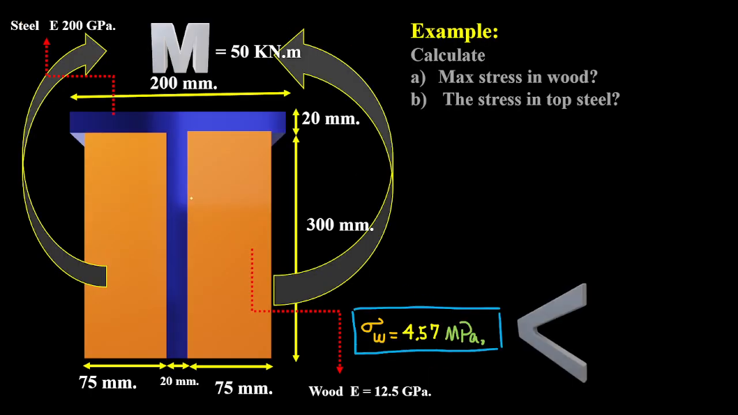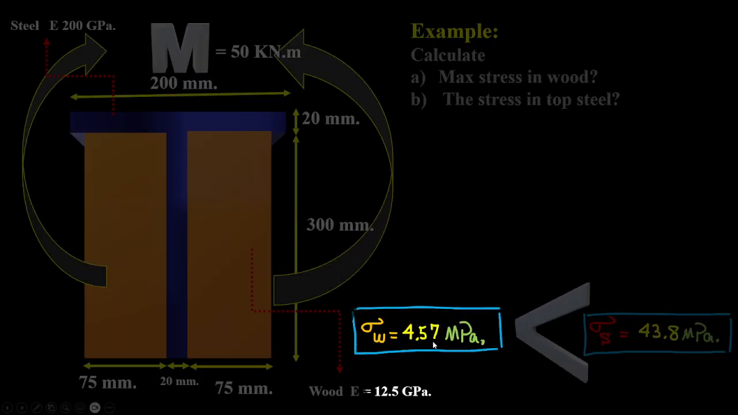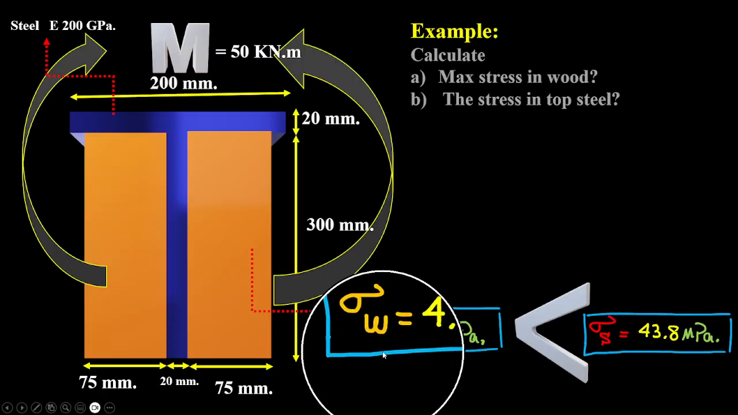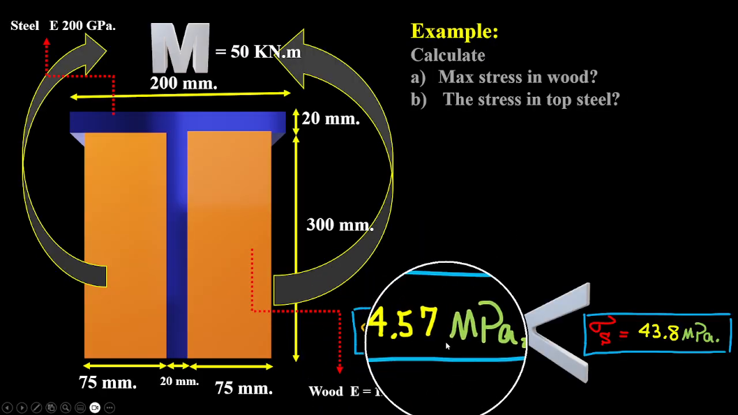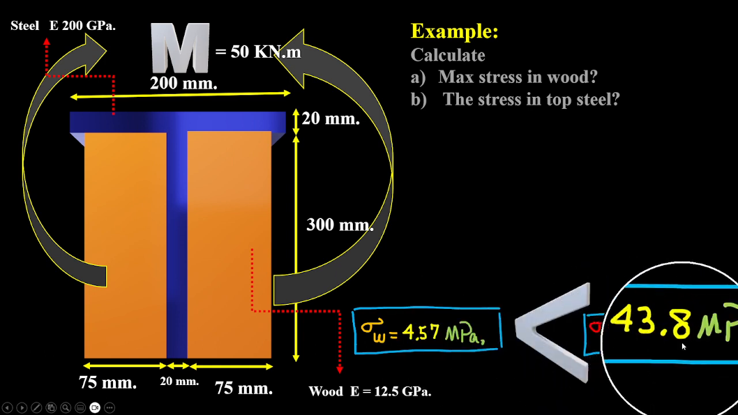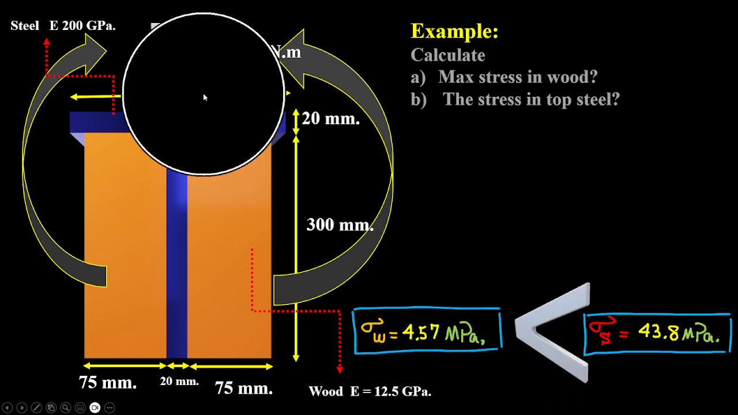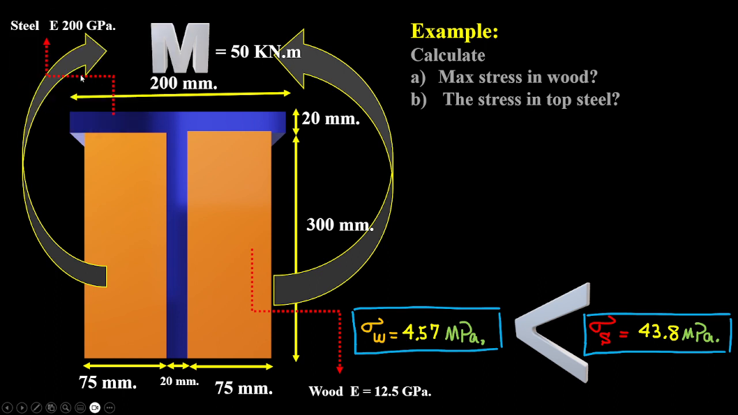If you want to show it graphically in the figure, it clearly shows that sigma in wood is much less than the stress in steel, due to the much higher modulus of elasticity. Thank you. We'll solve more problems in combined or multiple section calculation problems.